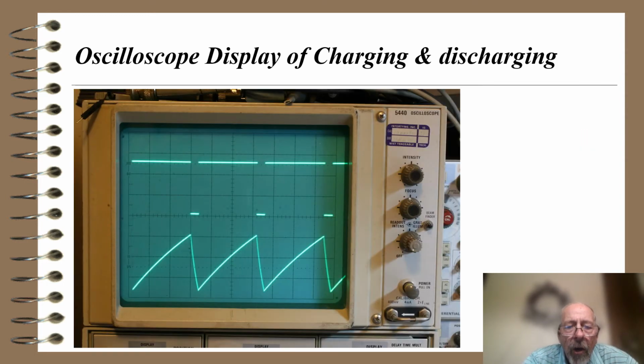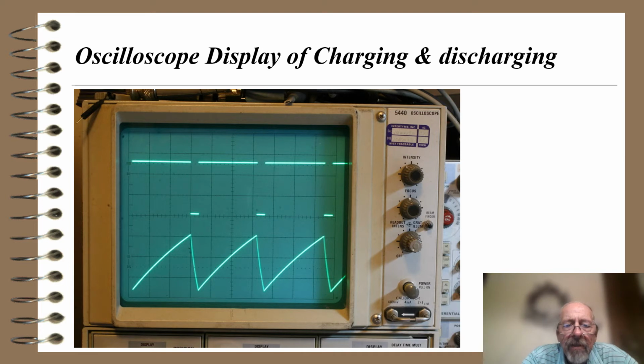So here's an oscilloscope display, and the circuit is being driven by the pulses in the top trace. What you see is the charging of a capacitor during the time period that the pulse up above in the top trace is high, and then the pulse drops down low, and what you see is the discharging of a capacitor.